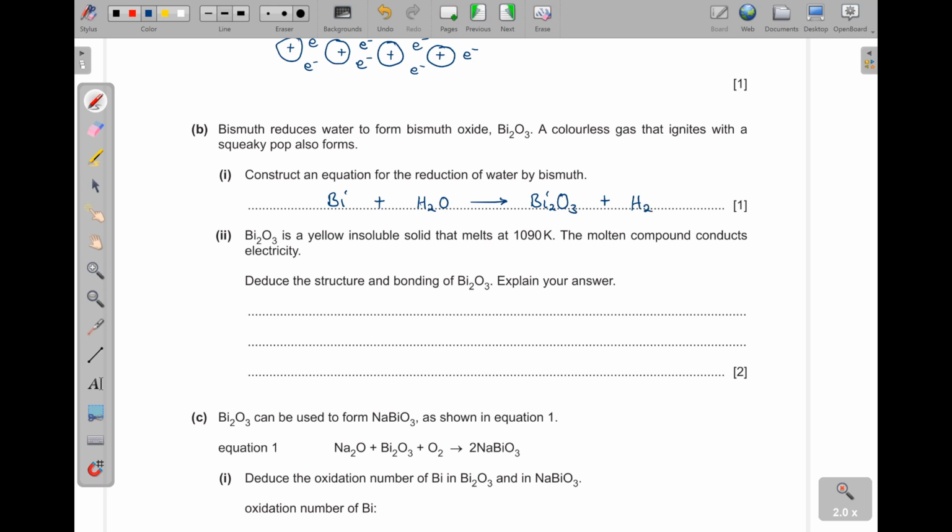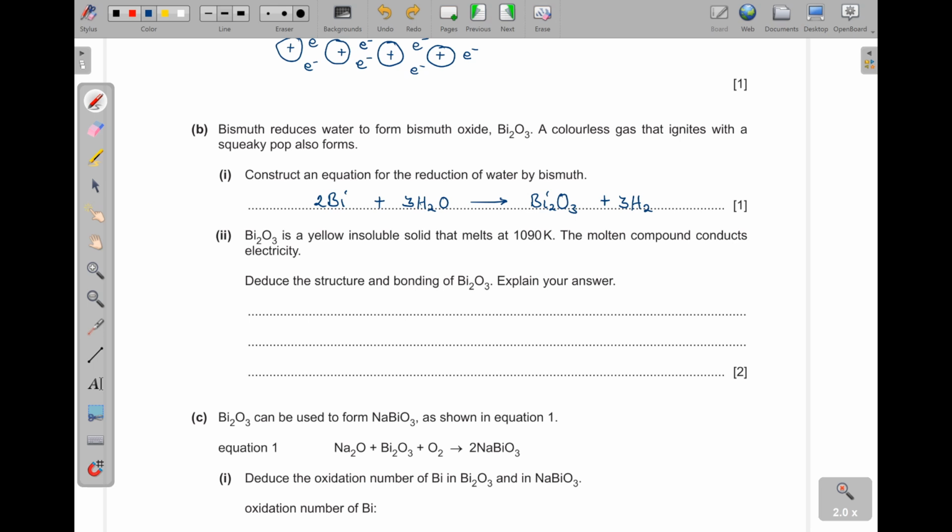Then we can balance. You can see that there are two bismuth atoms, so we shall add a 2. And then when we look at the oxygen, there are 3. If the oxygens are 3, that means I will put a 3 here to balance the oxygen. And then hydrogen becomes 6, so I'll put a 3 here to also make hydrogen 6. So that would be the equation.